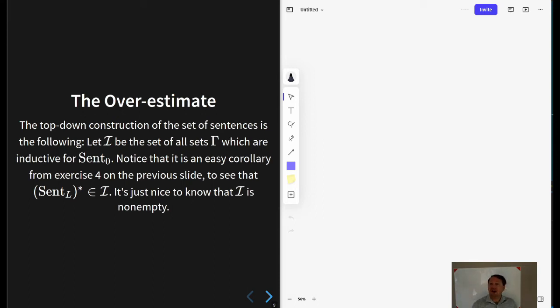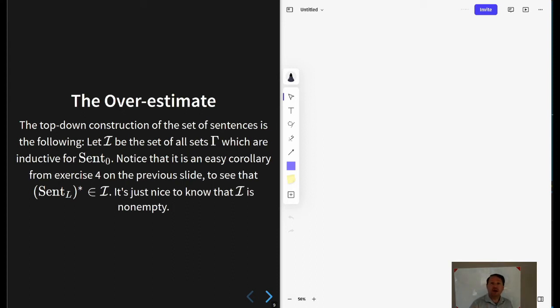And the calligraphic I is the set of all gammas like that. Okay? So notice I is a set of sets of expressions, right? Gamma is a set of expressions. I, calligraphic I, is a set of sets of expressions. If necessary, take a moment to process that and be clear about that.